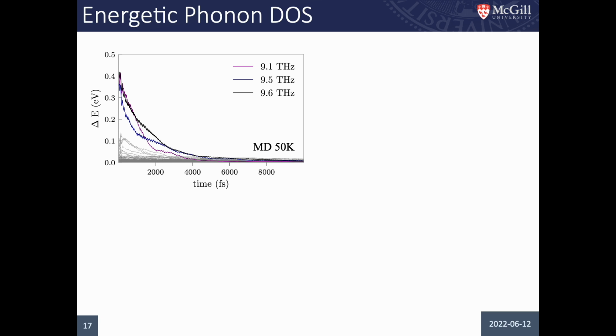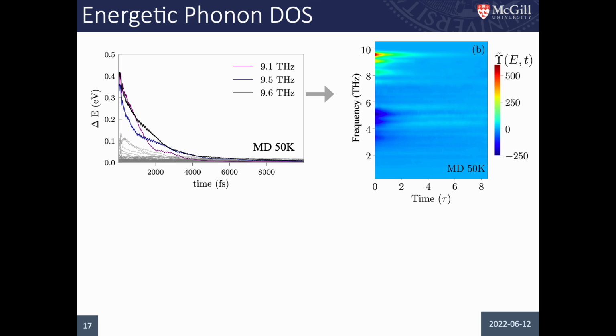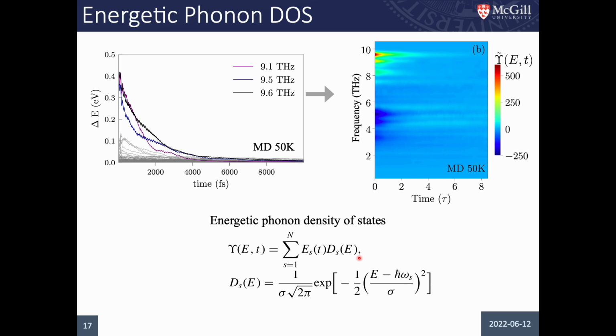Another way to visualize the result in the phonon space is to track the redistribution of energy amongst all phonon modes in the 2D heat map. The x-axis is still time, the y-axis is the frequency of the phonon modes, and the color represents the energetic phonon density of states that we defined, where E_S is the energy of the phonon mode S, D_S is a Gaussian, and the integral of the upsilon gives the total energy.